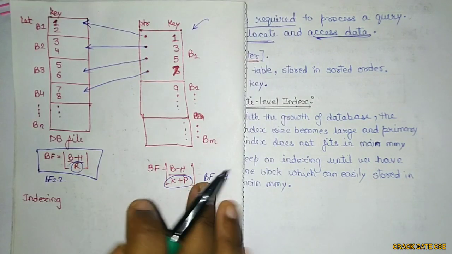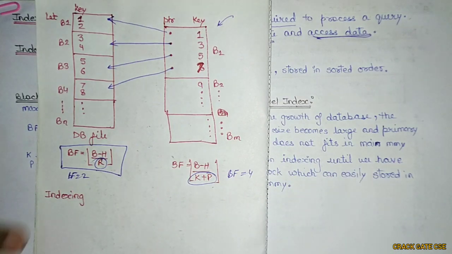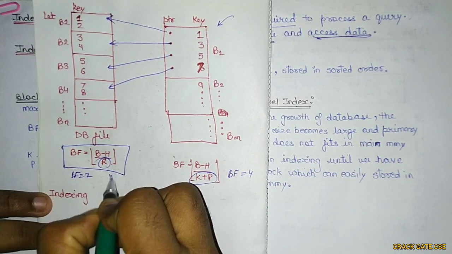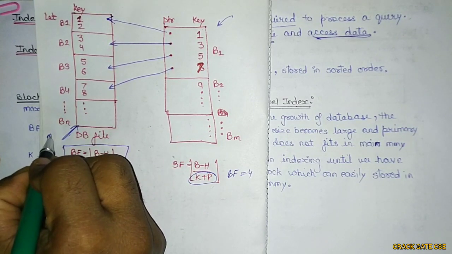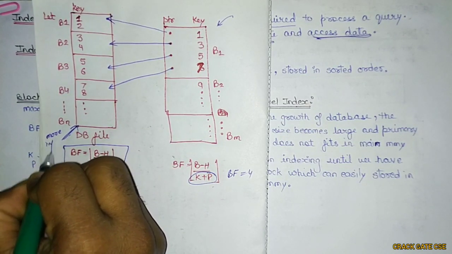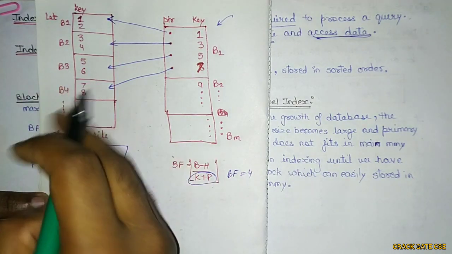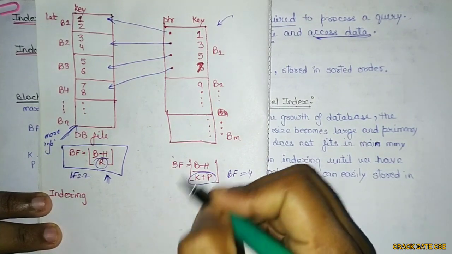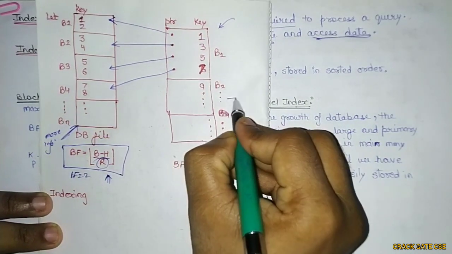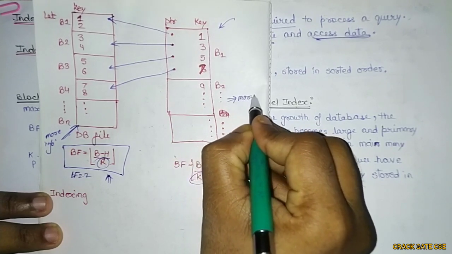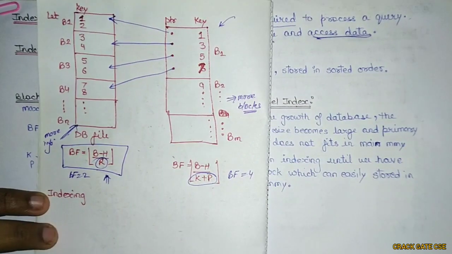Now let's come back to the multi-level index, and why we are moving on to it. Let's say that in this particular database file we are having more information. If we are having more information here, then obviously a greater number of pointer keys will be here. More blocks will be here. Why will more blocks be here?